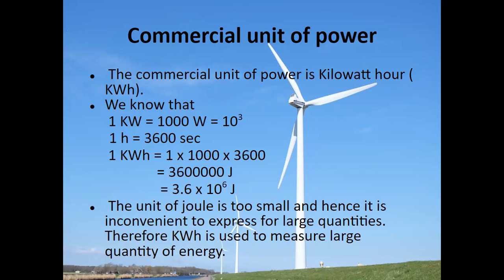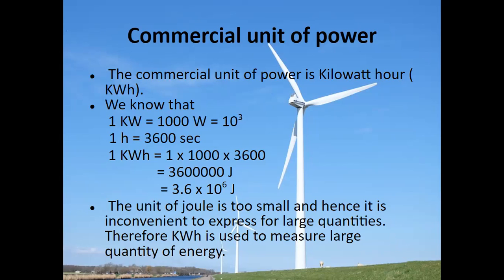Then what does kilowatt hour mean? We know that 1 kilowatt means 1000 watt, that is 10 raised to 3 watt. 1 hour means 3600 seconds. Now we are combining: 1 kilowatt hour is nothing but 1 into 1000, because 1 kilowatt means 1000, into 3600 seconds. When we multiply 1000 into 3600, we get 3.6 into 10 raised to 6 joule. Means 1 kilowatt hour is equal to 3.6 into 10 raised to 6 joule.